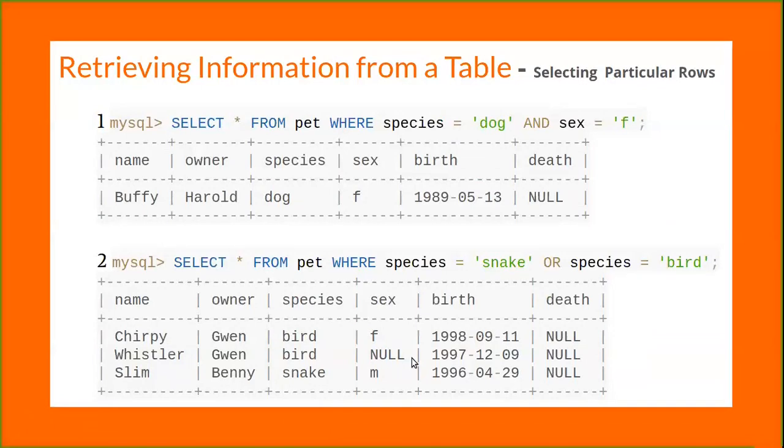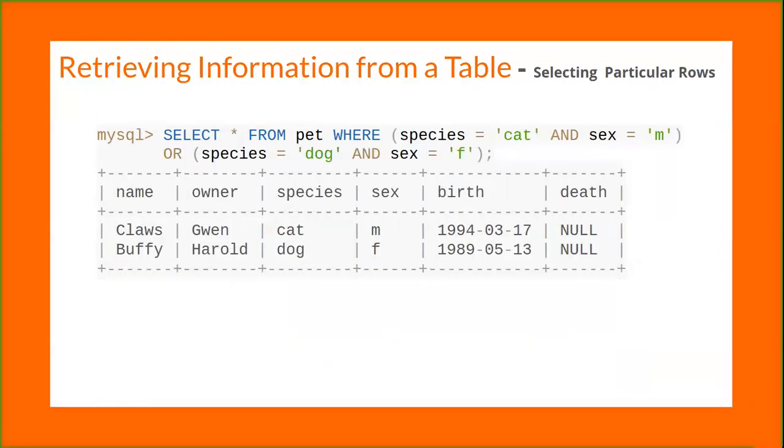AND or OR may be intermixed, although AND has higher precedence than OR. If you use both operators, it is a good idea to use parentheses to indicate explicitly how conditions should be grouped. For example, SELECT * FROM pet WHERE (species = 'cat' AND sex = 'M') OR (species = 'dog' AND sex = 'F').